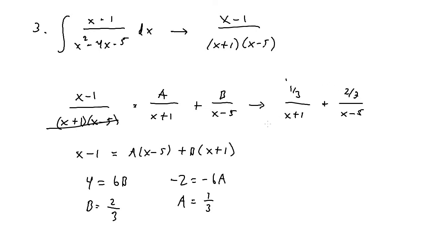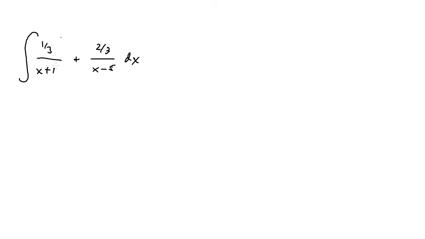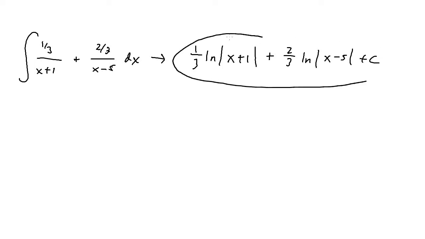So now we can go ahead and integrate that with respect to x. Now the integral of 1/3 over x plus 1 is going to be 1/3 times the natural log of the absolute value of x plus 1, and then plus the integral of 2/3 over x minus 5, which is going to be positive 2/3 natural log absolute value of x minus 5. And then this is an indefinite integral, so we need to add the plus c at the end. And that's the final answer.